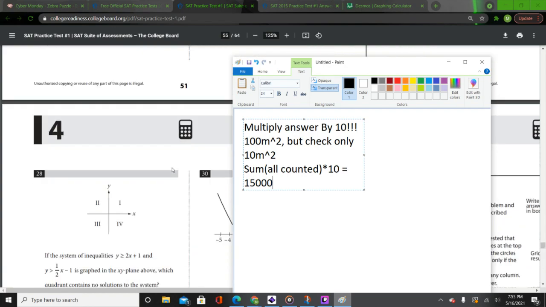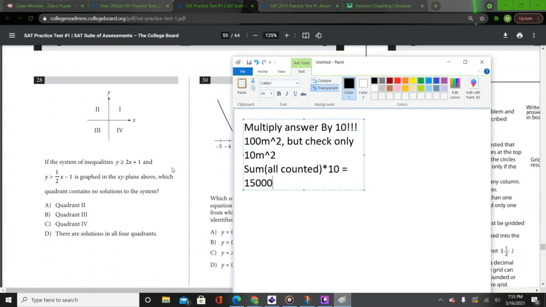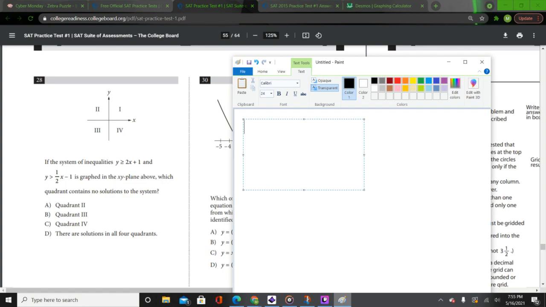Right. And now we're in 28. A system of inequalities is graphed in the XY plane above. Which quadrant contains no solutions to the system? All right, so y is greater than, all right, so we're going to want to graph this. So y is greater than or equal to 2x plus 1. Y is greater than one half x minus 1.